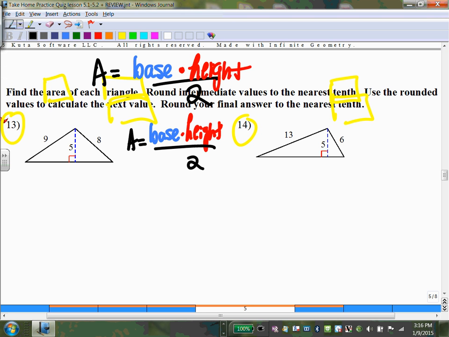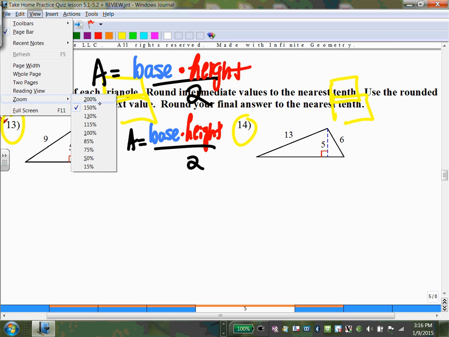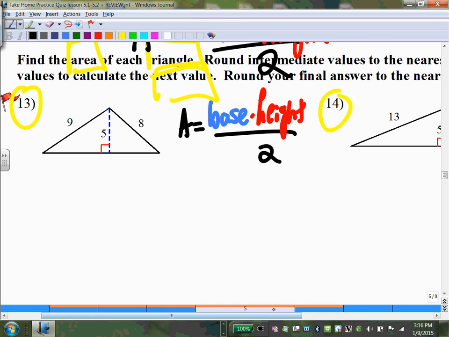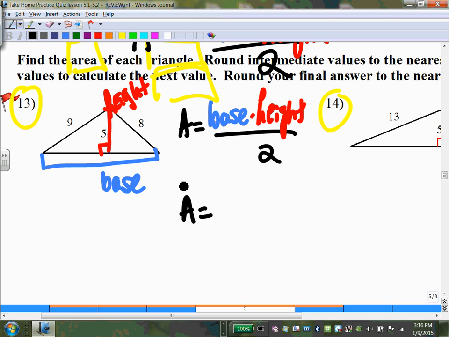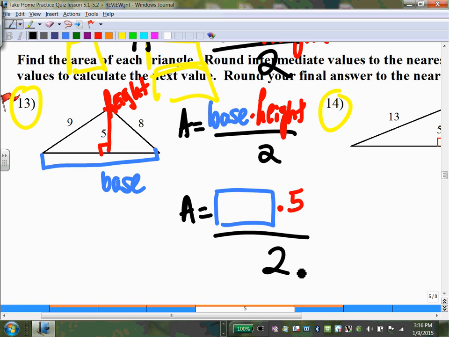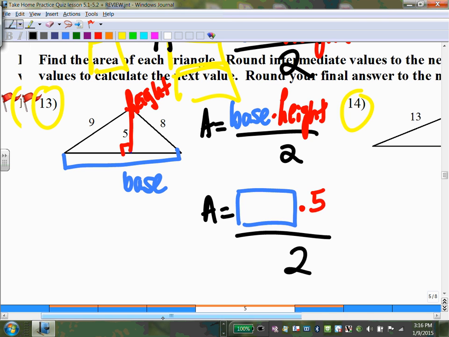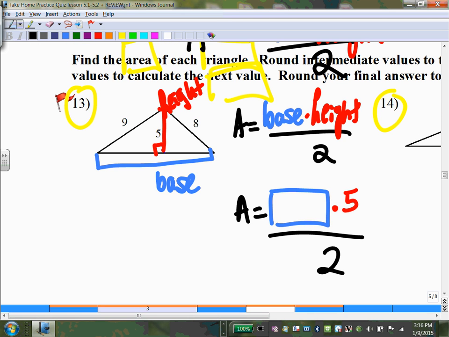So visually, that looks like this. Your base is going to be this length right here. That's your base. And your height, you already have, it's 5. So for our equation, we have area equals, we don't have the base yet, but we do have the height. Now to get the base, if you look really carefully, it's made up of 2 pieces.